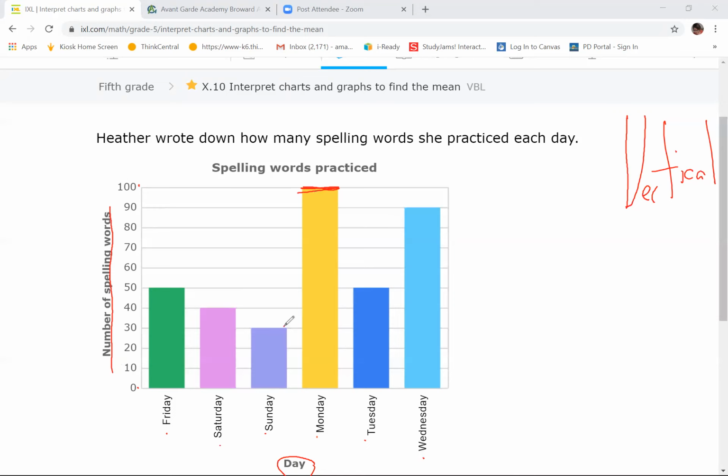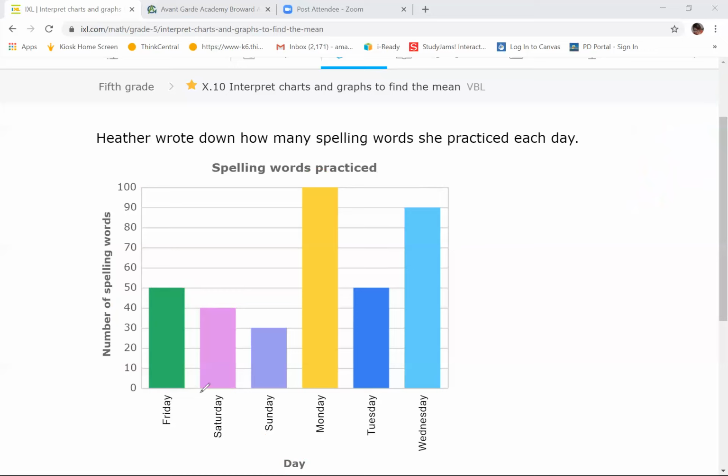On Sunday, she didn't study too much. And you know what? That's totally okay. And it's okay that she didn't study at all on Thursday, because she did a lot of studying on Monday, and she did quite a bit of studying on Wednesday too, didn't she? And even here, that's 50 spelling words. That's a lot that she's studying. So yeah, it's okay that she skipped a day or two.